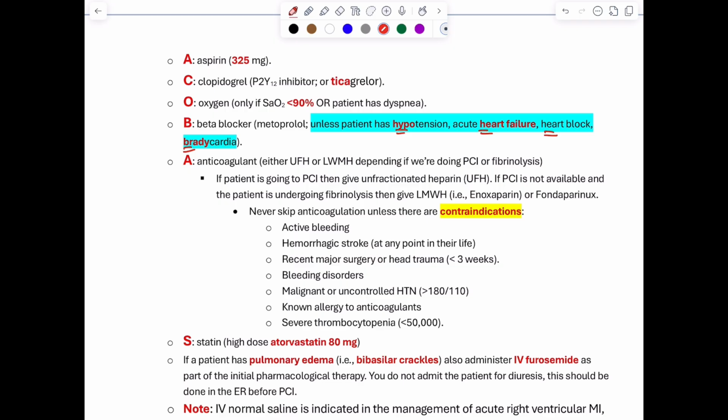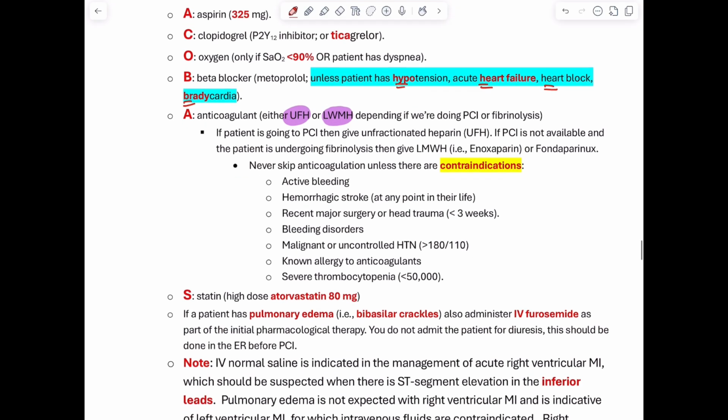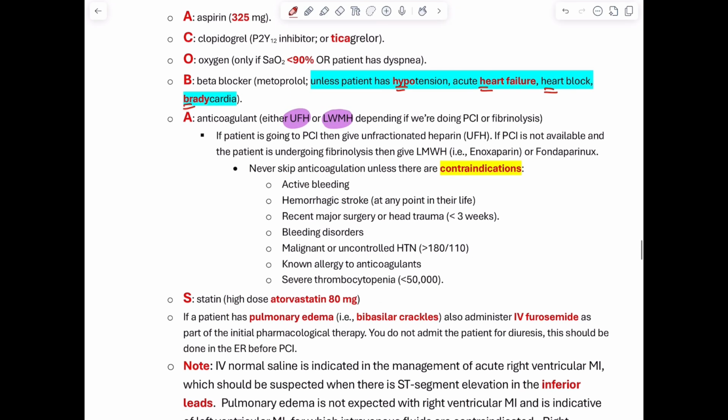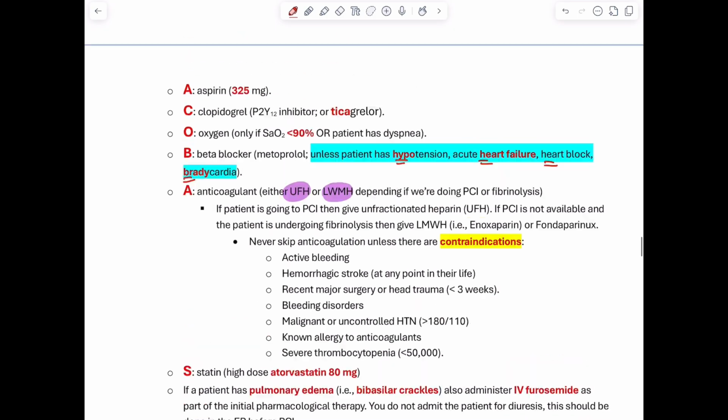And this is one of the subtle differences that you need to know: are you giving unfractionated heparin or low molecular weight heparin? Sometimes they're nice and they just put heparin so you don't have to choose. But if we're going for PCI, okay, let me backtrack and just go here.